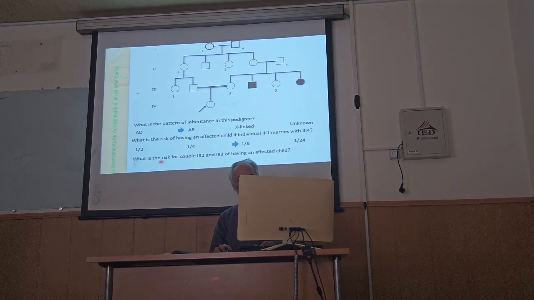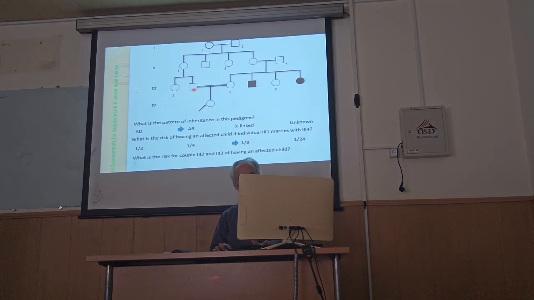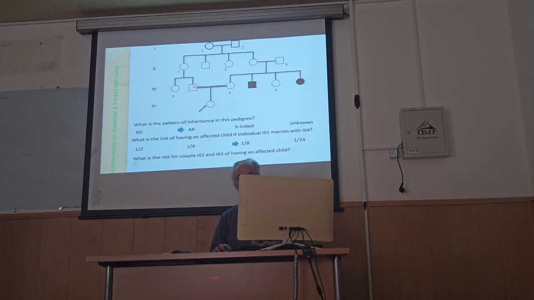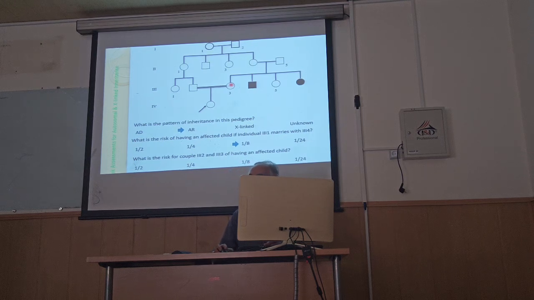What is the risk for couple 3-2 and 3-3 having an affected child? It's 2 individuals, 3-2 and 3-3. 1 by 2, 1 by 4, 1 by 8, 1 by 24. 1 by 4 and 1 by... Again, 50%, was that right? Still going to be right? No.